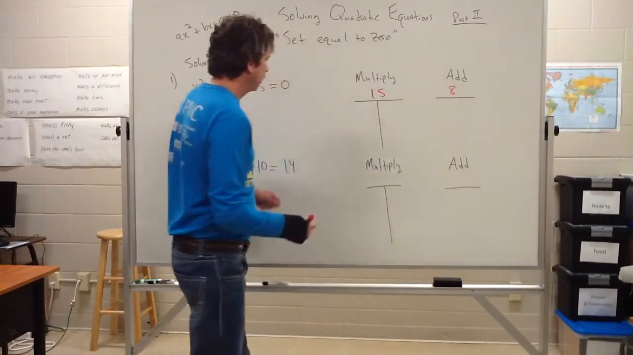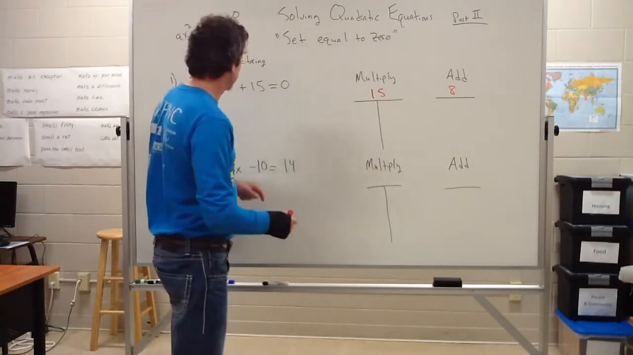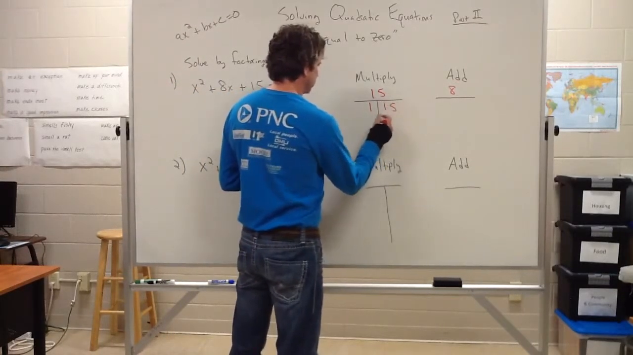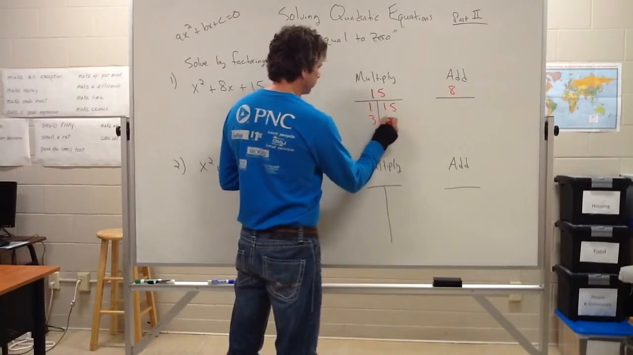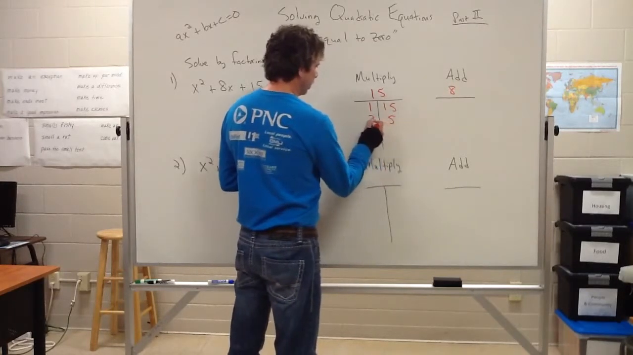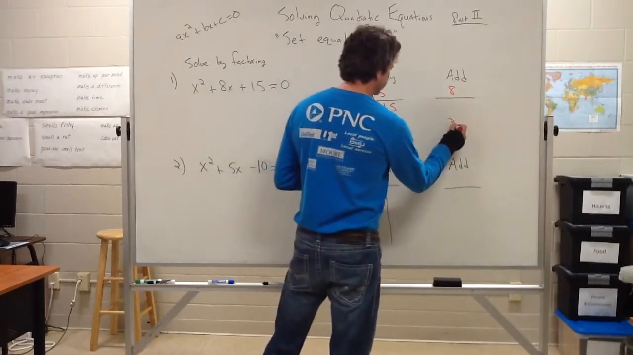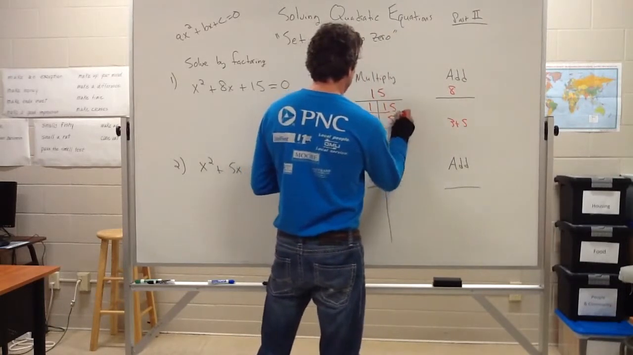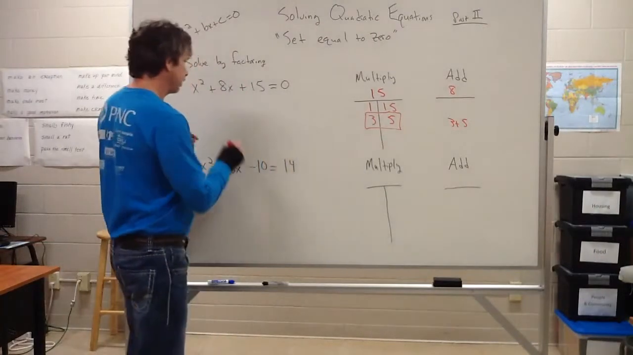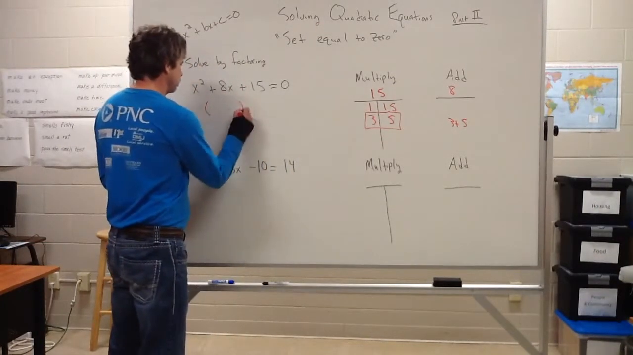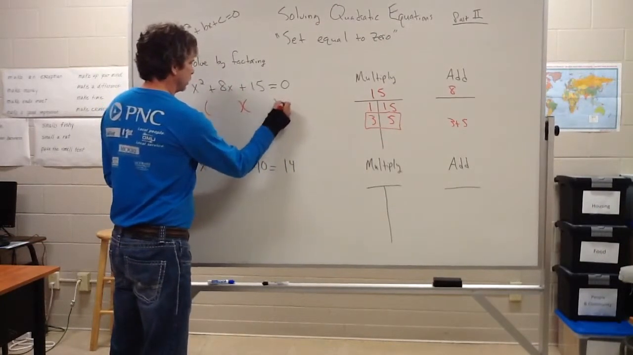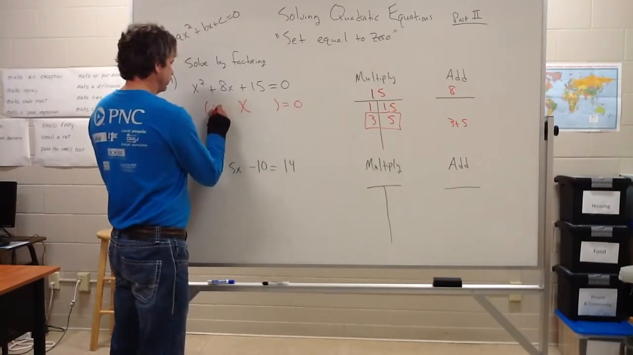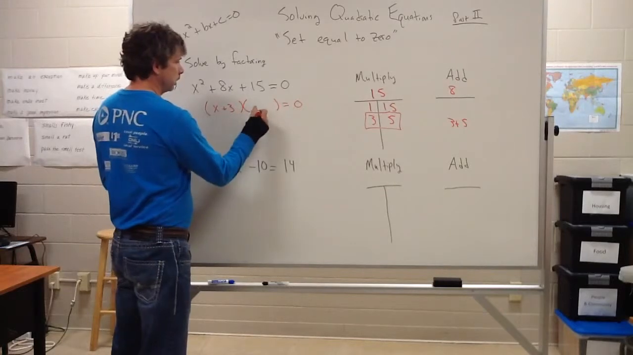We have to ask ourselves, what can you multiply to get a 15? Well, 1 times 15 is 15. 2 doesn't work, but 3 times 5 does work. Also, 3 plus 5 does give me my 8. So there's my winner. The mama strategy allows me to factor this, set equal to 0. My variable is x, so it's going to be x plus 3 and x plus 5.